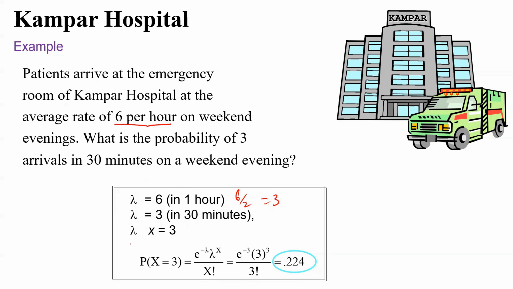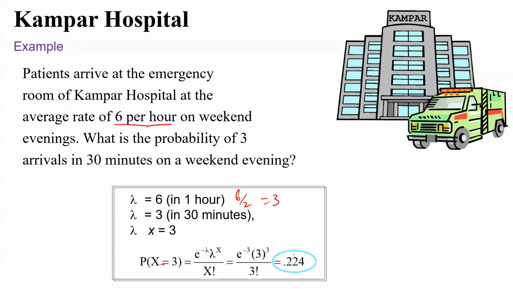Now we have x equal to 3. We're going to calculate the probability of 3 arrivals in 30 minutes on a weekend evening. So we substitute the new average value into e to the minus lambda multiplied by lambda to the power of x over x factorial. We substitute those values and we get 0.224, which means you have a 22.4% probability of 3 arrivals in 30 minutes on a weekend evening.